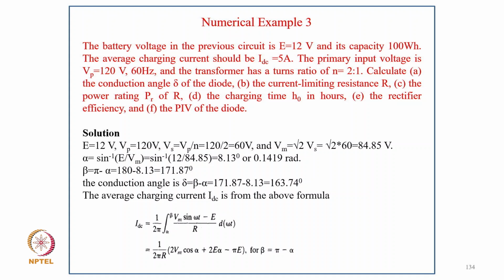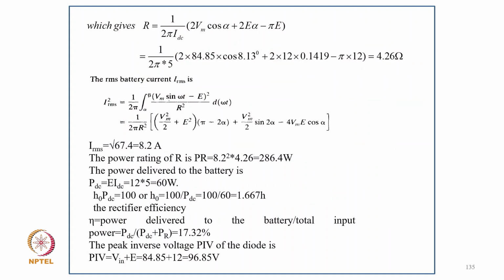The average current IDC is, from this, IDC equal to 1 upon 2 pi, integral from alpha to beta of (Vm sin omega t minus E) upon R. So putting the value, of course, 1 upon 2 pi R in bracket 2 Vm cos alpha plus 2 E alpha minus pi E, where beta equal to pi minus alpha, which gives R equal to 1 upon 2 pi IDC in bracket 2 Vm cos alpha plus 2 E alpha minus pi E, so it comes to 4.26 ohm.